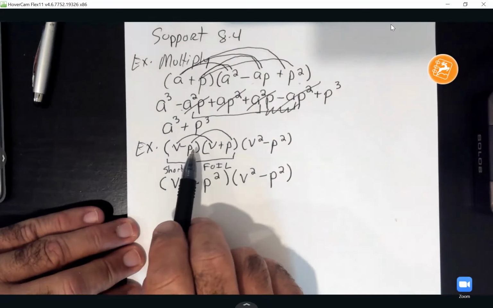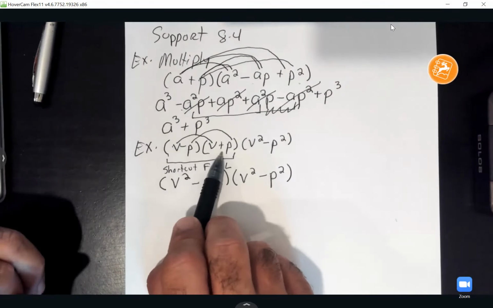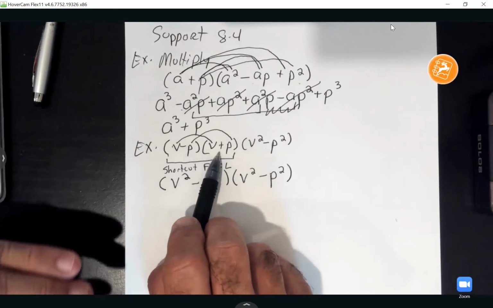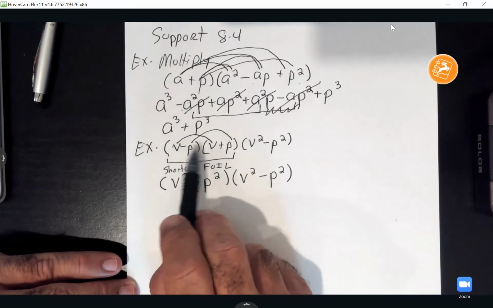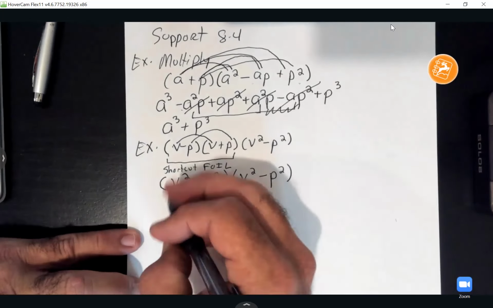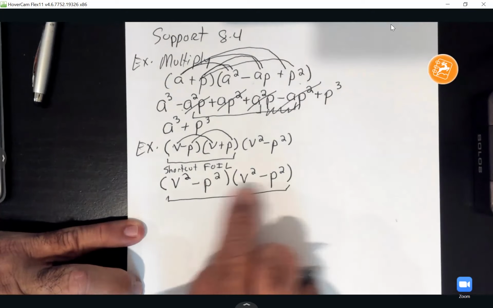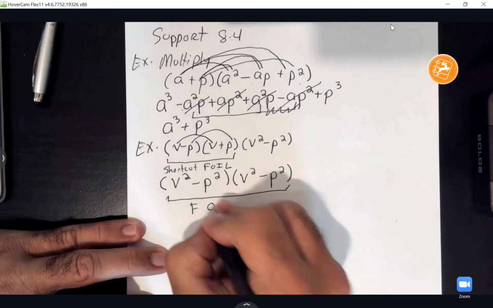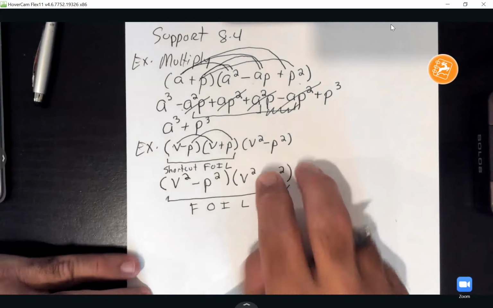Y'all, 100%, if you got conjugate pairs, it don't matter if it's radicals, imaginary numbers, regular numbers, or variables. If they're conjugate pairs, you can shortcut FOIL. First times first, last times last. But y'all don't be fooled on this one. These are not conjugate pairs because they're both negative. So this one, I do have to FOIL all the way out.